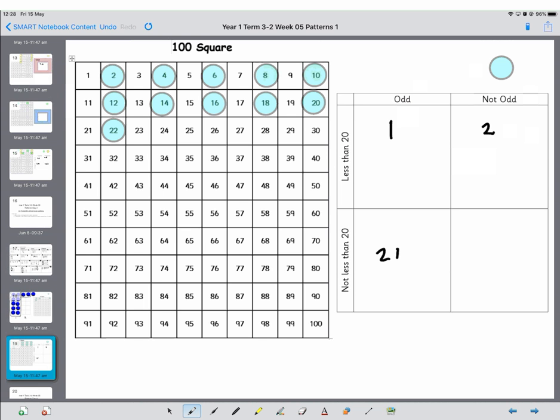Now this last one is a bit of a trick. Not less than 20. Have a think about what that actually means. Well done those people. If you put 22, it's not a bad idea and it would go in this box. But the first number that is not less than 20 is 20 itself, so that goes there. So have a go at filling in this grid. You can extend it, grown-ups, you should be able to keep the patterns going, and maybe put 4 or 5 numbers in each box. And that's the end of today's maths lesson.